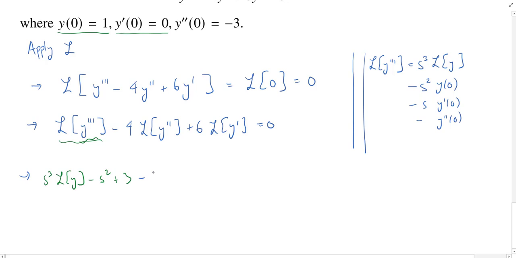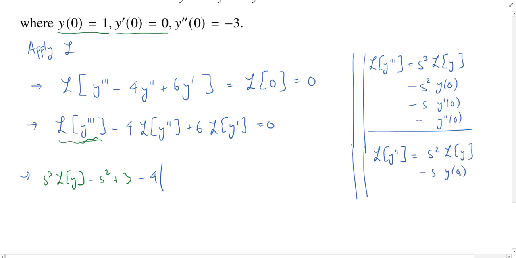Now we need to do minus 4 times the Laplace of y double prime, so we better write down our formula for that. L of y double prime, coming from our table, is s squared L of y, and then again the s's are going to drop, and we start putting in initial values for higher and higher derivatives. So this L of y double prime becomes s squared L of y minus s times y of 0. Again, y of 0 is 1, so we just get minus s. And then minus y prime of 0, but y prime of 0 is 0. So that's all we need there.